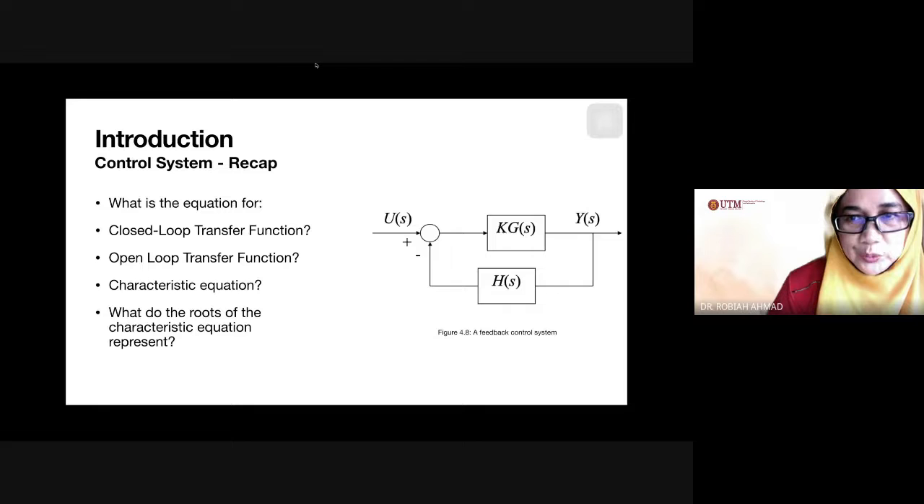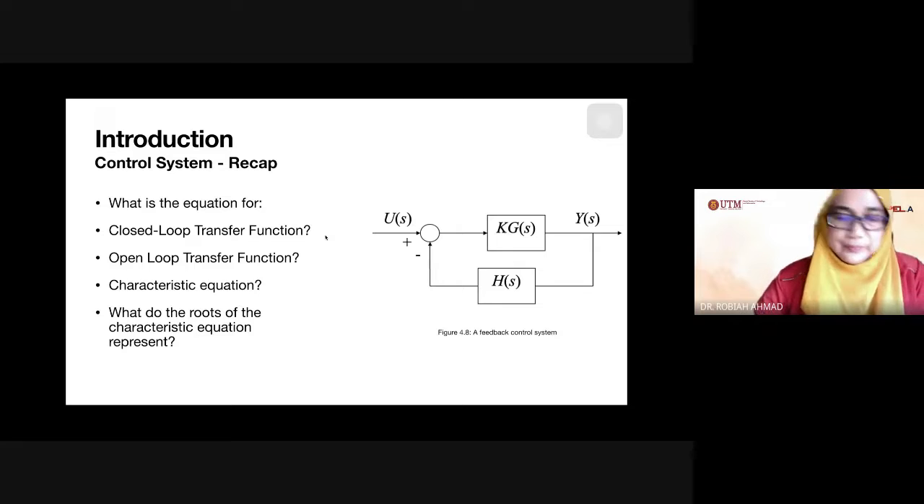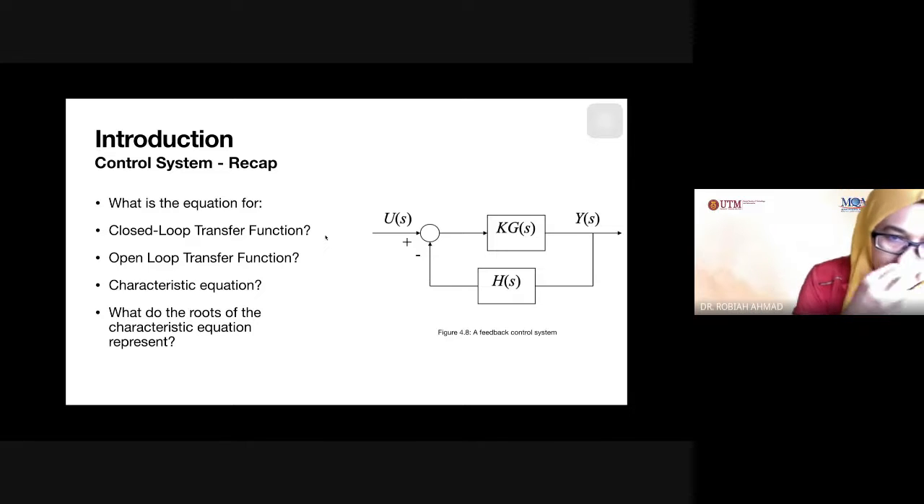Can you? Try. Okay, try to derive the closed loop. You already did it earlier at the front. Transfer function. How about the open loop transfer function? Characteristic equation, what is it? And what do the roots of the characteristic equation represent? Anyone want to answer? Class?